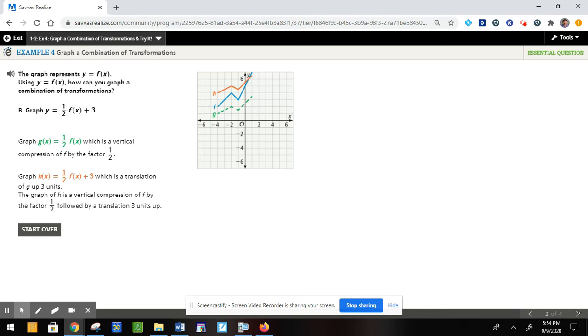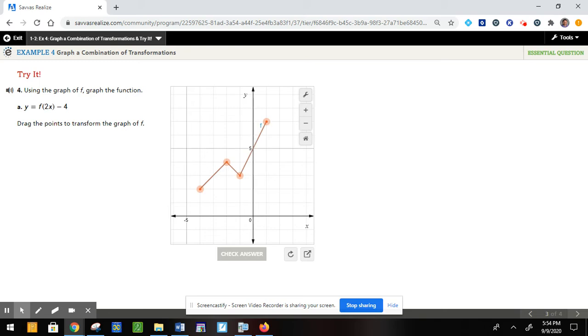So if you have a multiplier like that, it makes sense to do that first. It would compress it down, and then the +3 moved it up. All right, so now we're going to try it. At this point, I would pause and try it yourself, and then I'll explain it.